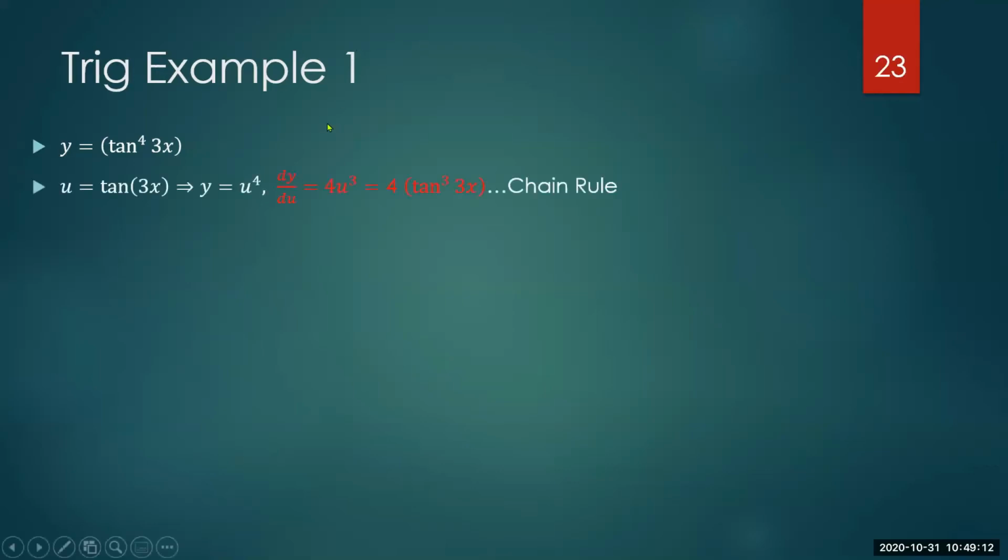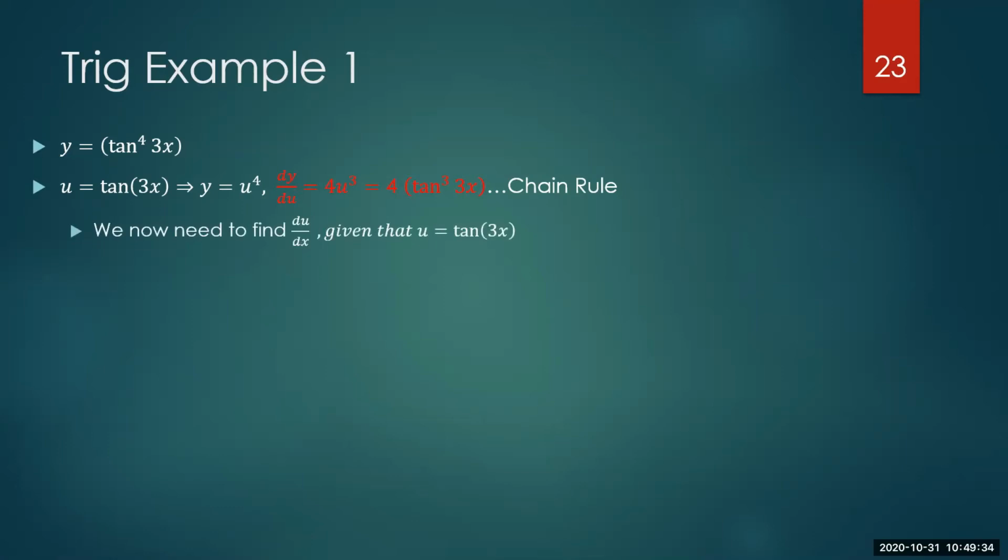So y is equal to tan of 3x. Let u be tan of 3x. So y therefore is u to the power of 4. dy/du is equal to 4u cubed, and that's 4 tan cubed of 3x. So that's our chain rule piece done.